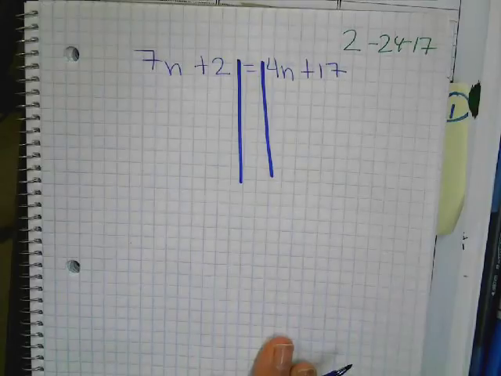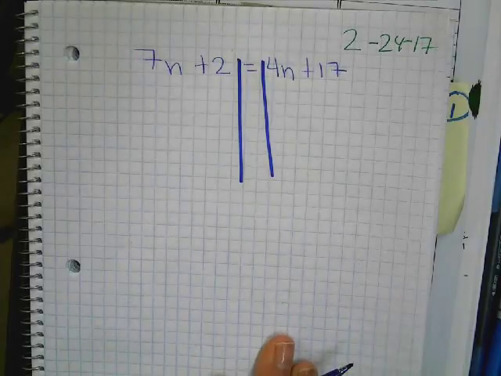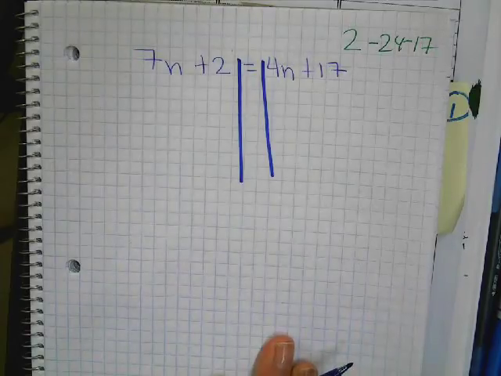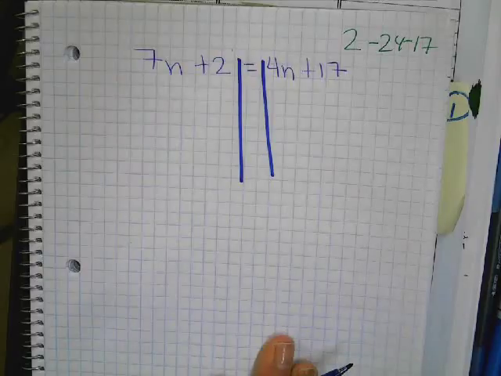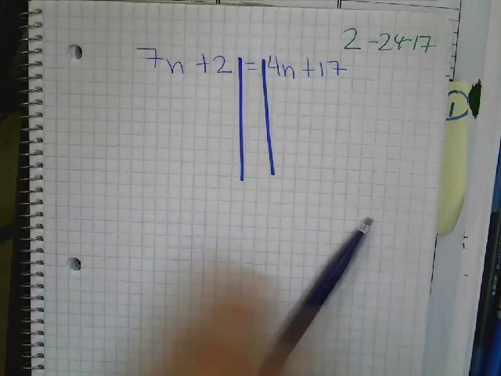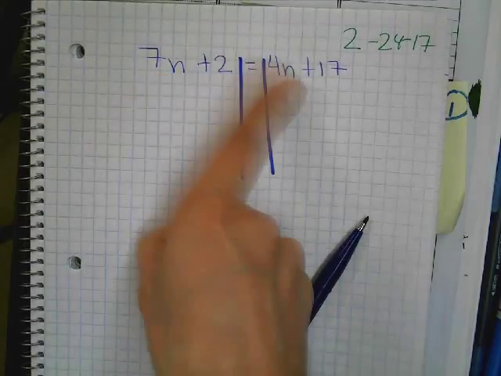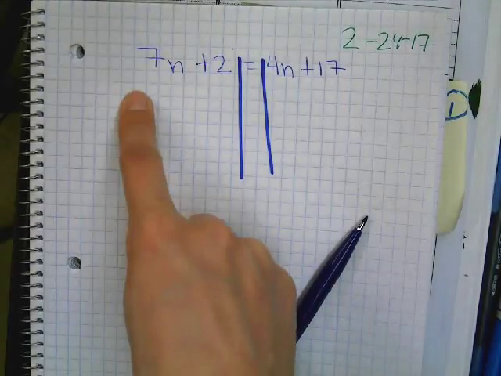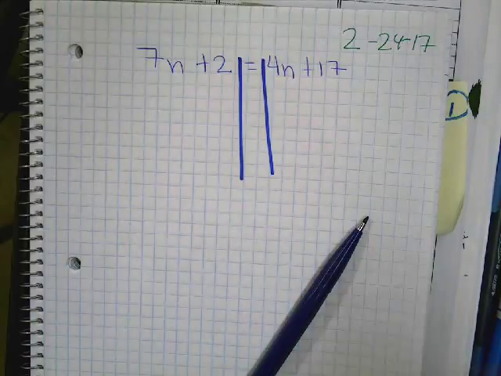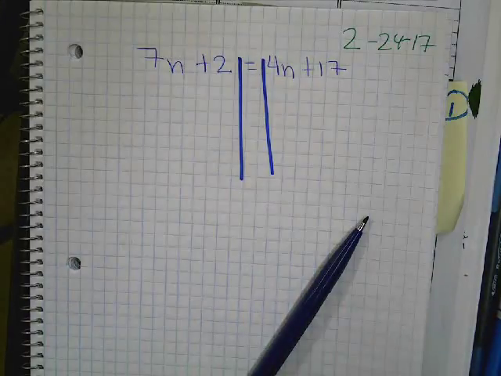You want the variables on the same side. So you got to get the variables on the same side. How would you get all the variables on the same side? Which one do you have to move? The 4. So you have a choice. You can either move the 7n to this side, or you move the 4n to this side. And I would try to avoid negatives as much as possible. So which one do you want to move?